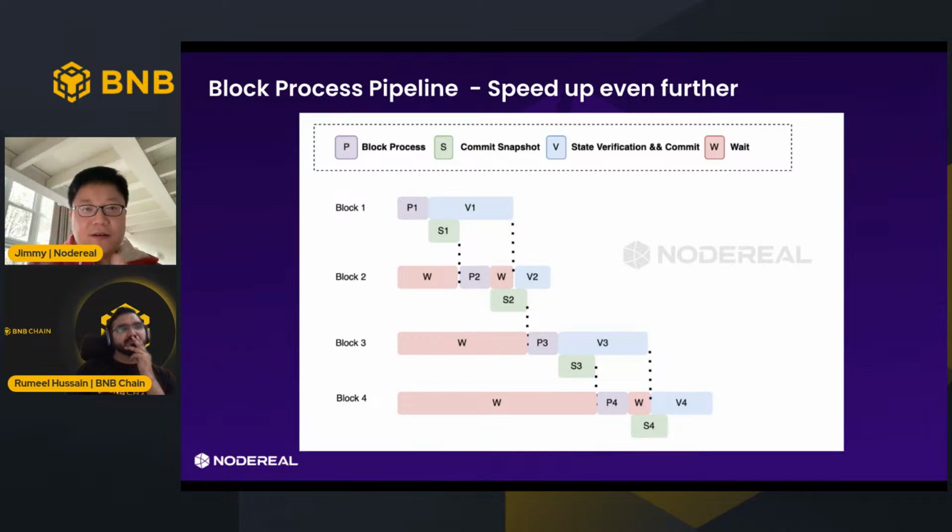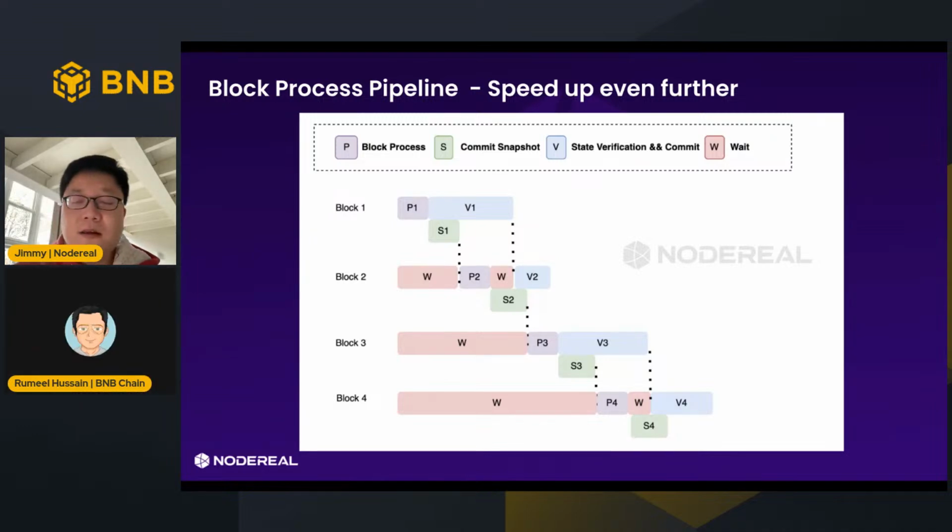If we break the process into smaller pieces like this, we can have four different blocks running in parallel, so it can improve the block processing time even further. Another thing I would like to mention is that for the snapshot MPT commit, we only persist the bottom diff layer to disk, so we don't have to wait for the verification to finish. We call it a synchronized snapshot MPT commit solution.